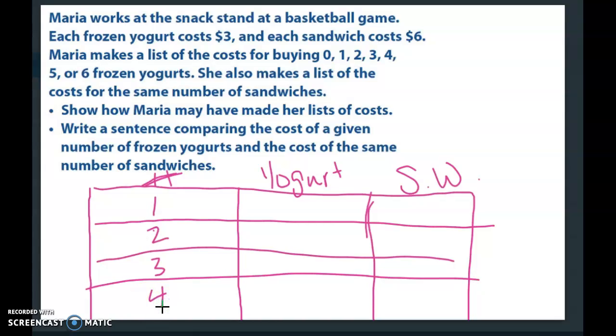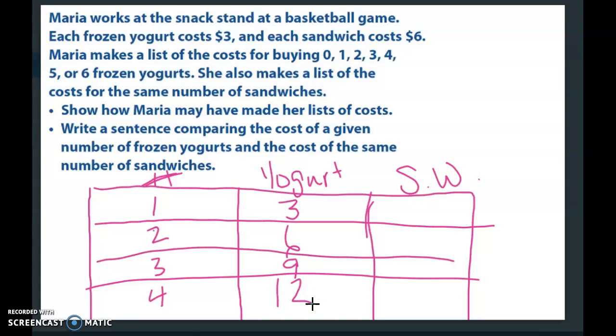You'll get the picture. So for 1 yogurt, it costs $3. For 2 yogurts, how much does it cost? $6. For 3 yogurts, how much does it cost? $9. For 4 yogurts, $12. Okay, and then so forth.